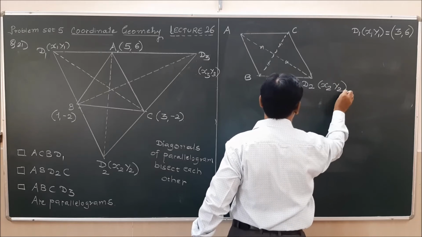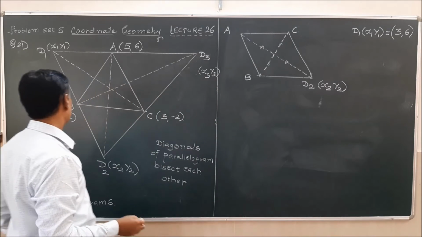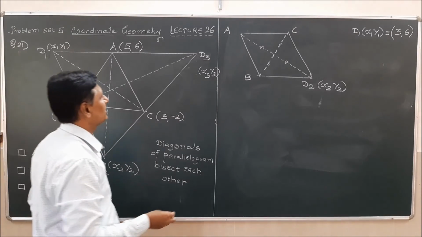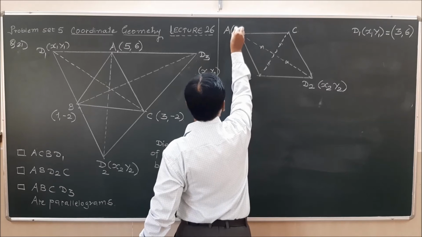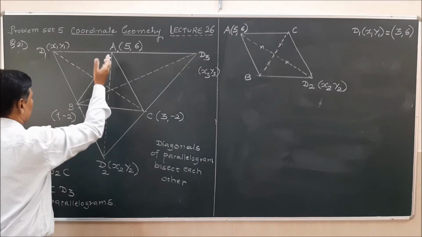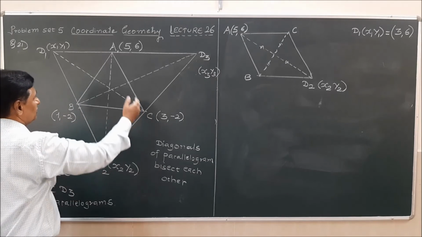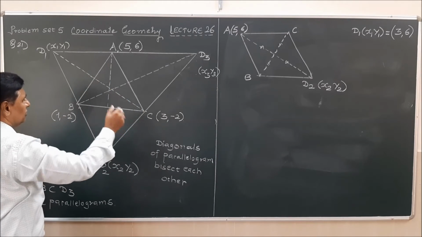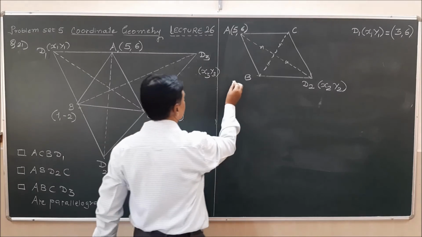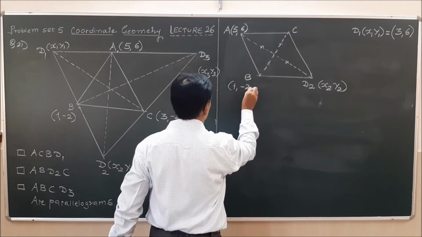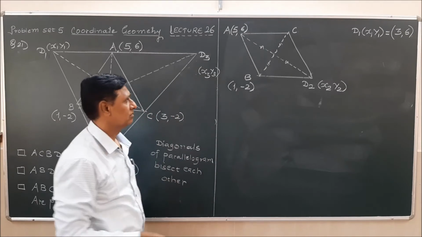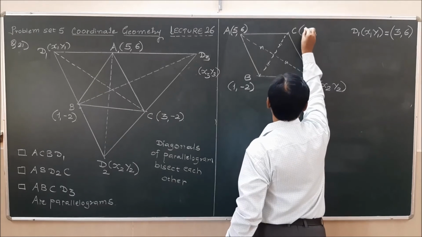x2, y2. Okay. Now coordinates of A. Coordinates of A are 5, comma 6. A, B, D2, C. This one. Then coordinates of B are 1, comma minus 2. And coordinates of C are 3, comma minus 2.